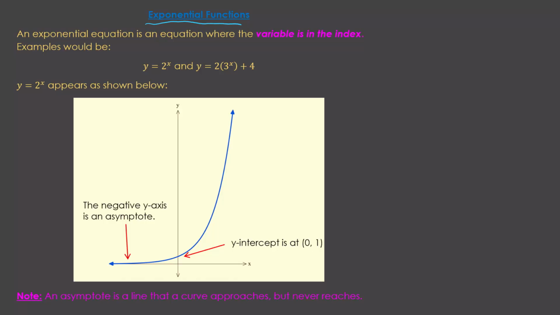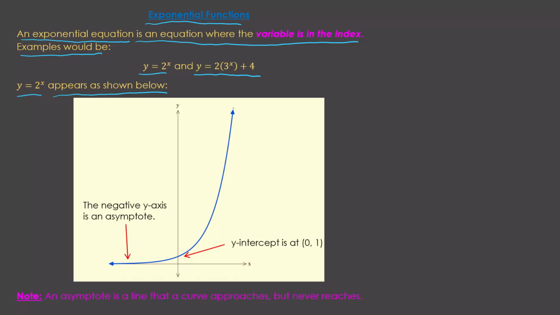Exponential functions. An exponential equation is an equation where the variable is in the index. Examples would be things like y equals 2 to the power x and y equals 2 times 3 to the x, add 4. Y equals 2 to the x appears as shown below.